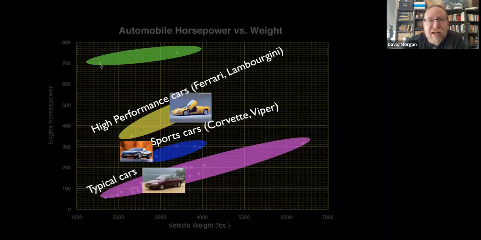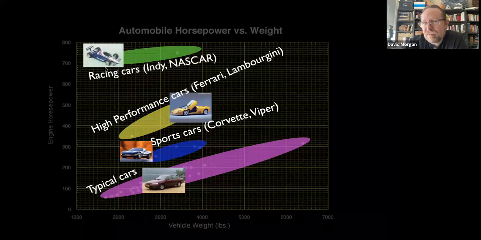One of them is super light. It only weighs 1,500 pounds. The other one weighs as much as a normal car. This dot here is an Indy car. And this dot here is like a NASCAR racing car. So these are cars that are built not to drive to work on the highway at 60 miles an hour. These are cars that are built to drive as fast as possible in a little circle.